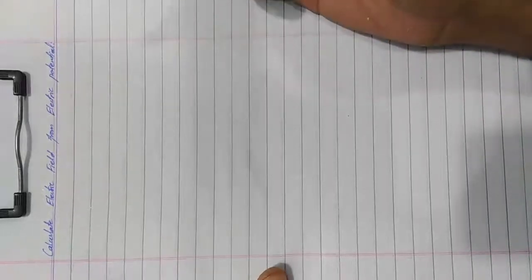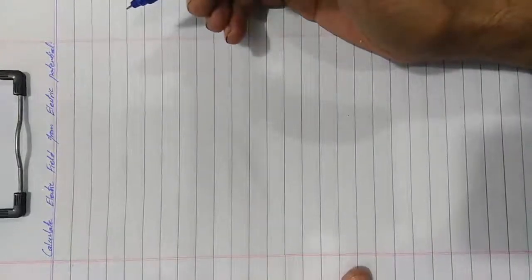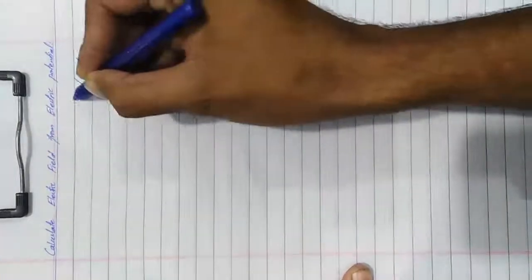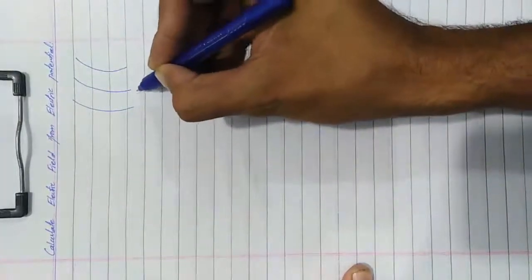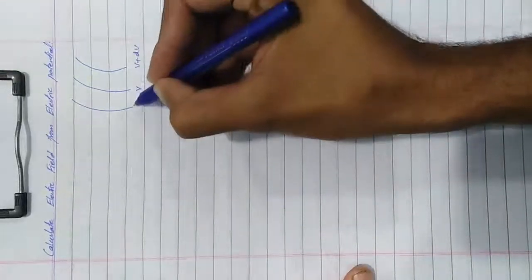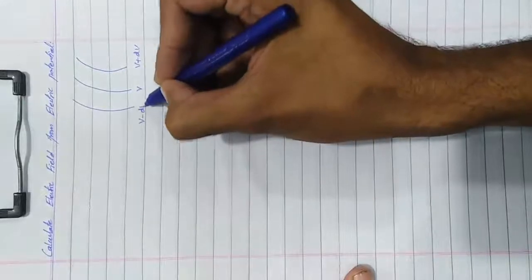Our next topic is calculating the electric field from the electric potential. This means that we have to find the electric field E from the electric potential V. To find that, suppose due to a charge we have equipotential surfaces. The potential of this surface, suppose, is V. This one has potential V plus dV, and this one has V minus dV.